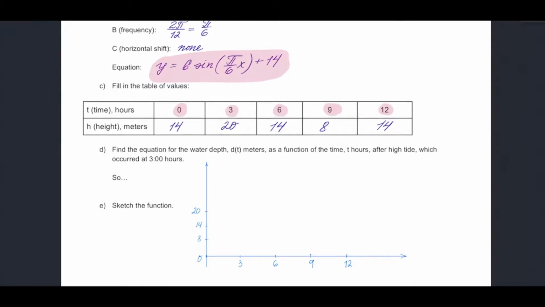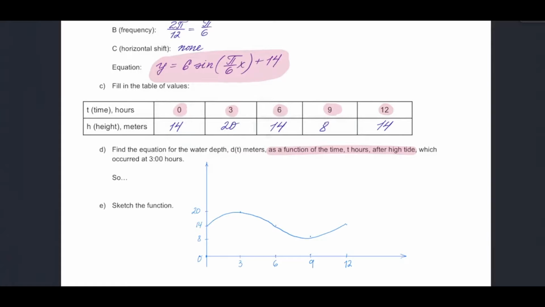If I were to graph that equation, which I have highlighted in pink, I would grab my 0 at 14, then 20 at 3, and at 6 we are at 14 again, then at 9 we are at 8, 12, 14 again. This is what it would look like if we graphed the 6 sine pi over 6x plus 14. However, what they're saying is we need to graph it as a function of time, t hours after the high tide, which means that high tide, which happened at 3 o'clock, is our beginning point.